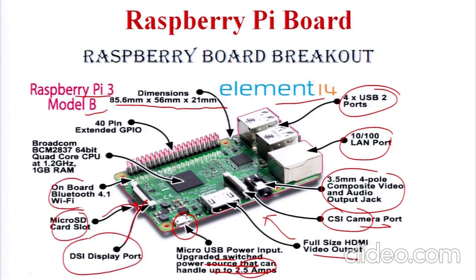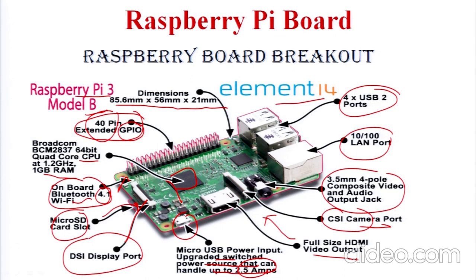And it has on-board Bluetooth. Which version of Bluetooth are we using? 4.1. Wi-Fi as well. And it has a Broadcom quad-core CPU at 1.2 GHz, and 1 GB RAM. This is the RAM, and it has general purpose input-output, GPIO, with 40 pins. Okay, 40 pins available. So, this is the picture of the Raspberry Pi 3 Model B.